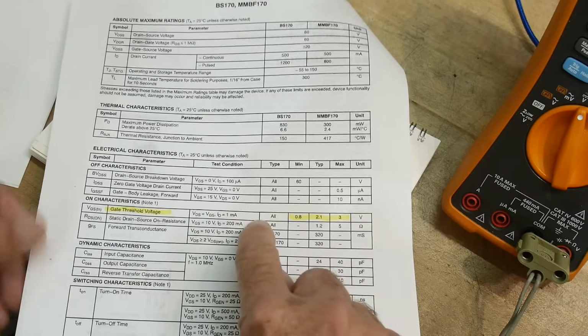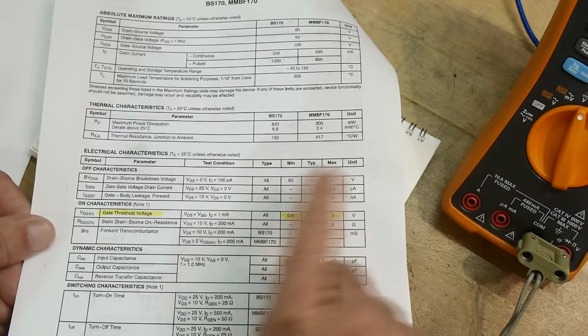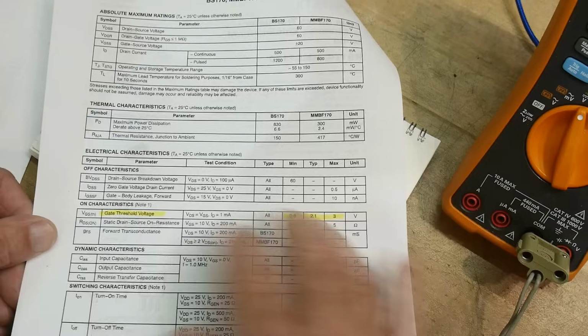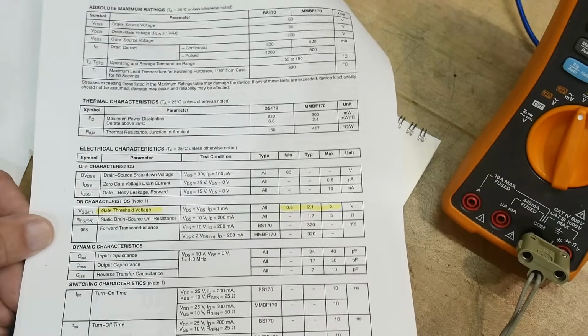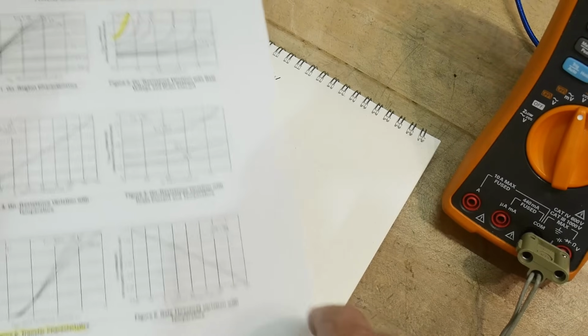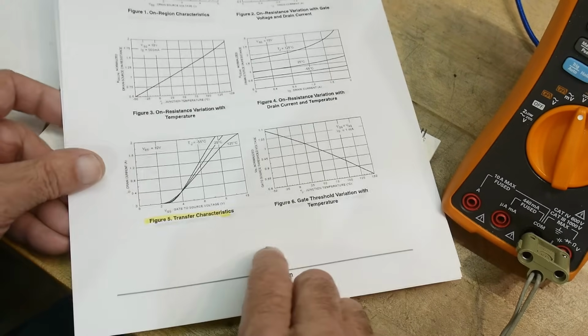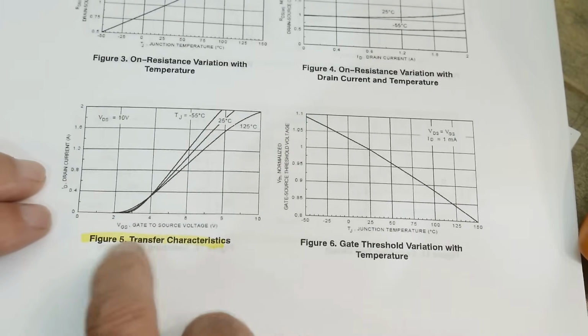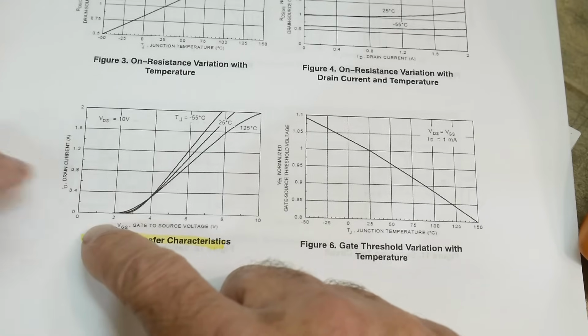They have a particular thing set up at 1 milliamp, and they do some voltages and stuff, but that's not really telling you exactly what's going on. So you sort of have to go to the charts here, and this is really the chart that's of interest here. This is the threshold characteristic.